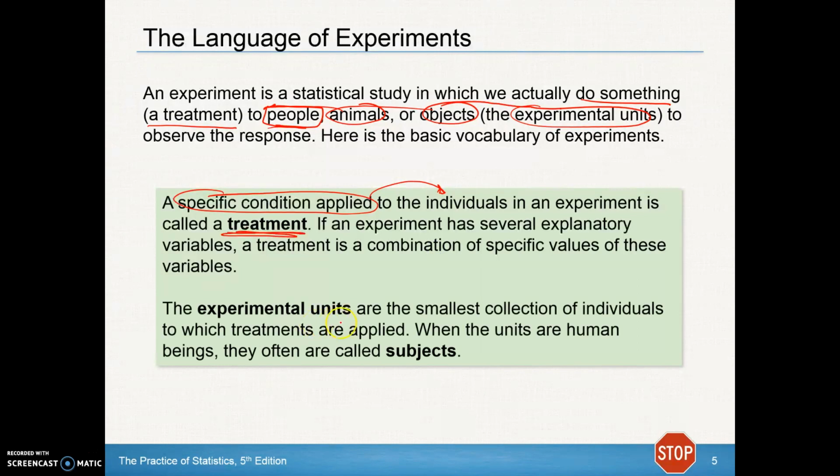So again, experimental units are the smallest collection of individuals. Right? Those individuals could be animals or objects. But when the units are human beings, they are called subjects. We just give a little bit more respect to the things that we're doing measurements on. When they're humans, we call them subjects. It's just a little nicer than saying you're an experimental unit. It's better to say we are a subject.